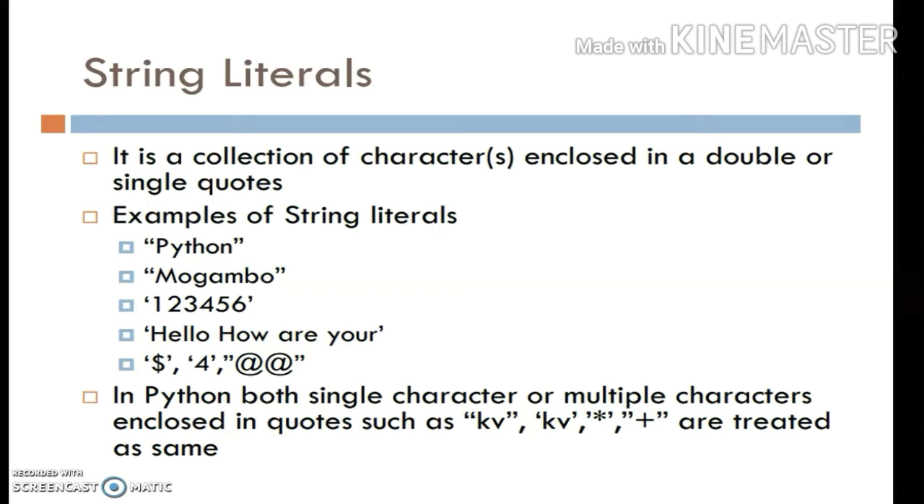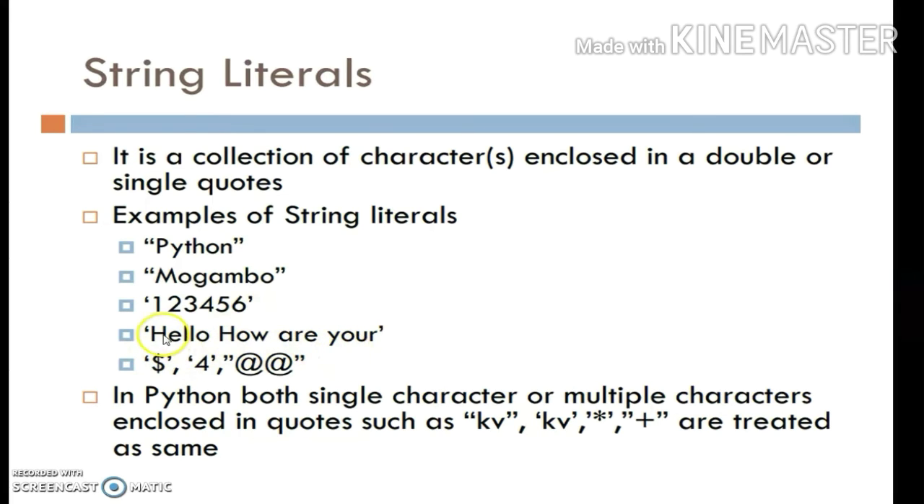A sequence of letters or a collection of letters is called a string. For example, see here, Python. This Python is enclosed in double quotes. See this one also, double quotes. 1, 2, 3, 4, 5, 6. These are numbers, but when you enclose these numbers in single quotes or double quotes, then they are treated as a string. See, this one is not a single word, this one is a sentence. Hello, how are you?